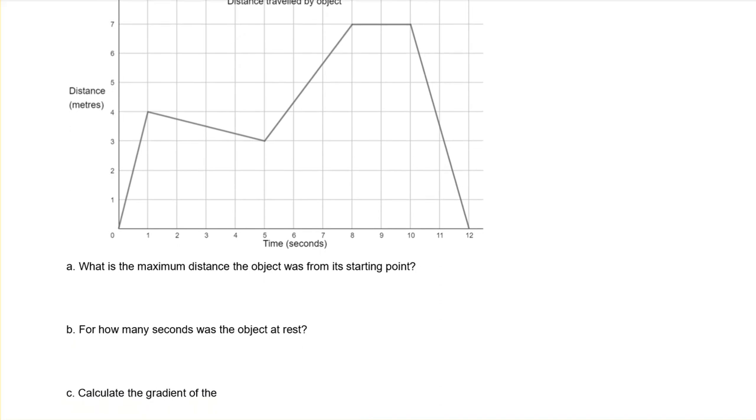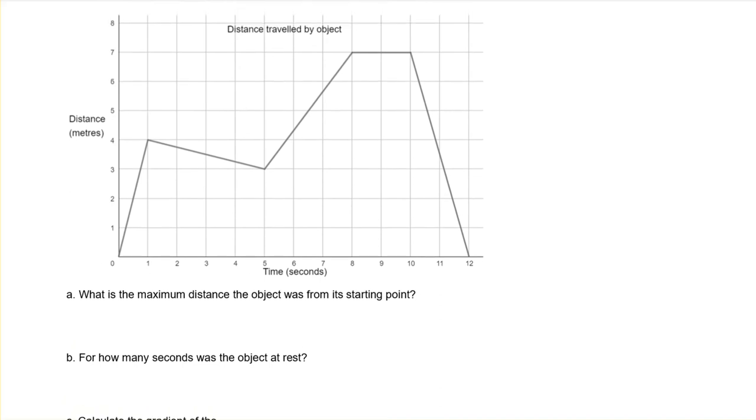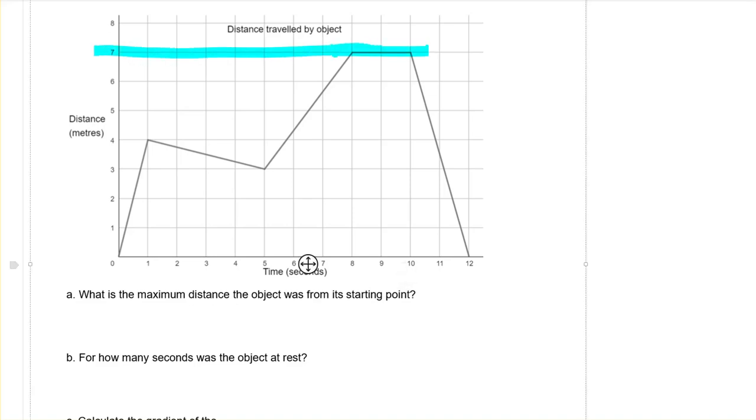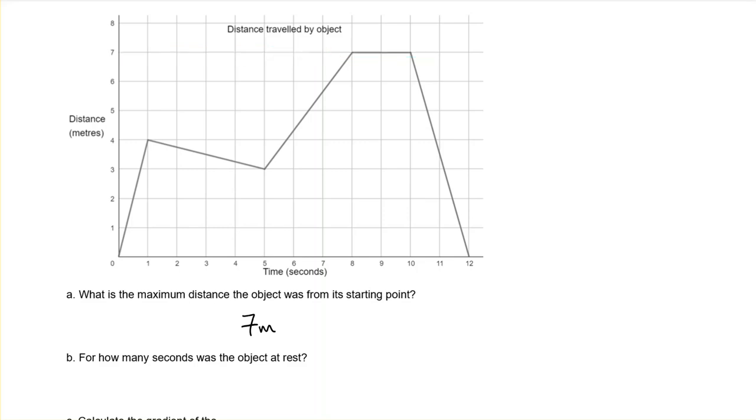Okay, what's the maximum distance the object was from its starting point? And that's its maximum distance. So 7 meters. Don't forget units. For how many seconds was the object at rest? So at rest means it did not go up or down, it was just at rest, and that is over here. And so we know that's for between 8 and 9 is 2 seconds.